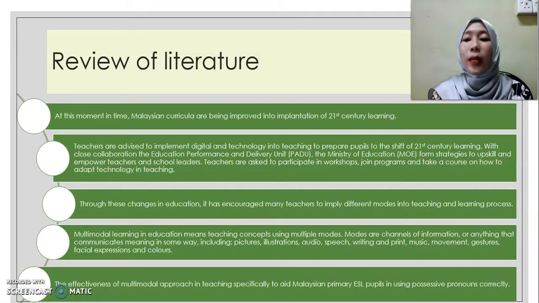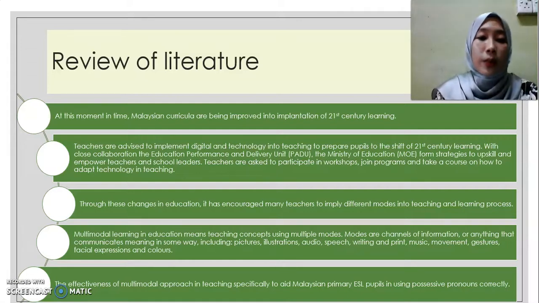So what is multimodal approach? Multimodal learning in education means teaching concepts using multiple modes. Modes are channels of information or anything that communicates meaning in some way, including pictures, illustration, audio, speech, writing, print, music, and etc. So I will prove the effectiveness of multimodal approach in teaching, specifically to aid Malaysian primary ESL pupils in using possessive pronouns correctly.